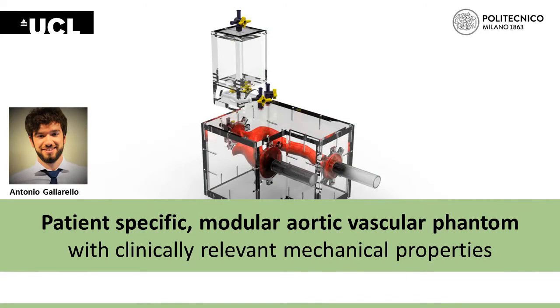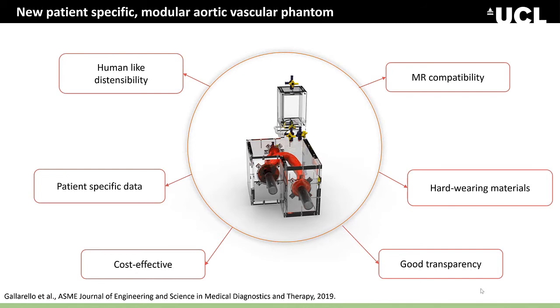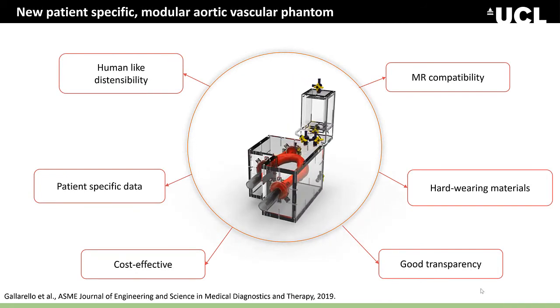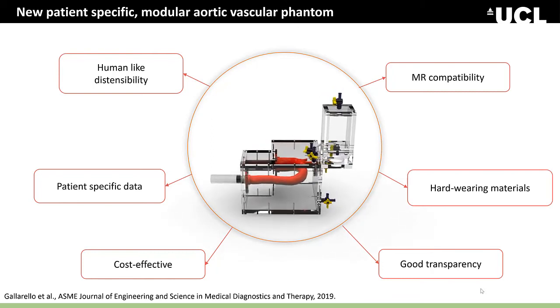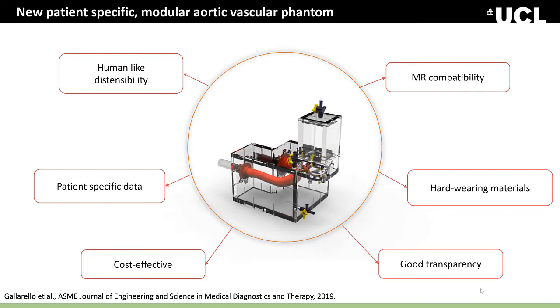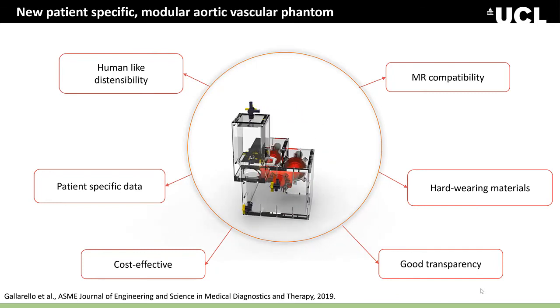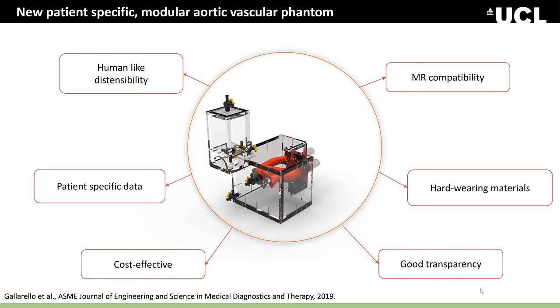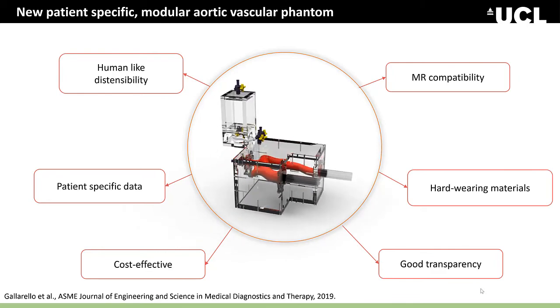In order to validate and test our interventional medical devices, we have been looking into patient-specific modular aortic vascular phantoms that have clinical relevant mechanical properties. The phantom that we have created is shaped according to patient-specific geometry, and it's made out of flexible but durable silicon material. The phantom is placed inside a transparent, watertight box or housing, which allows a direct visualization of the phantom model. Connected to the box is a compliance chamber allowing to reach human-like distensibility. All materials have been chosen to have MR compatibility.